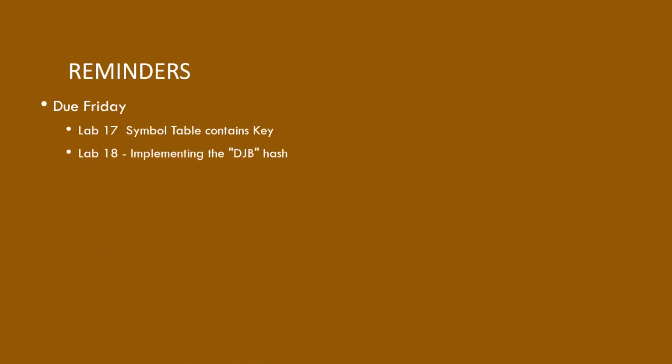So, reminders: we have the Friday lab, symbol table key. That was a pretty straightforward one, and most folks realized it was a quick one. We've got a relatively quick one today. We're going to explore one kind of hashing function, and we'll talk about what a hashing function is today. The DJB hash is a pretty good way of turning a word into a number.